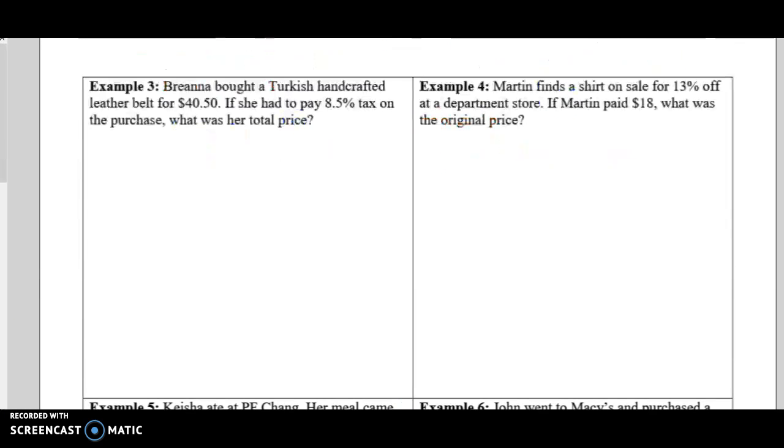Brianna brought a Turkish handcrafted leather belt for $40.50. If she paid an 8.5% tax on the purchase, what was her total price?